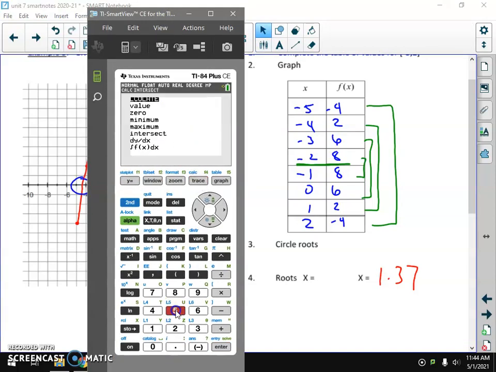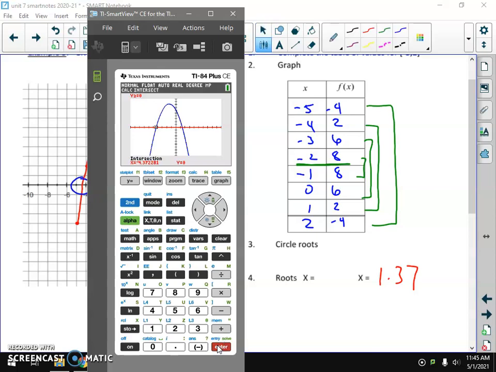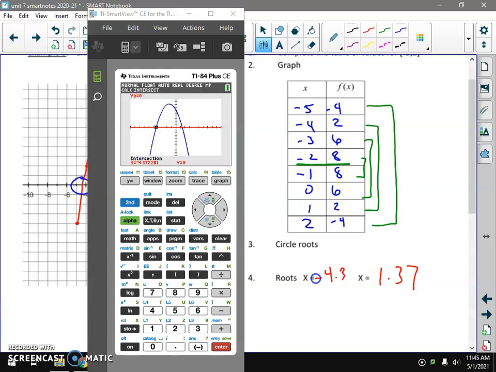Let's find the negative one. Second trace 5 for intersect. We're going to move our spider to the left side this time. That's the thing that takes the most time. Right there. Enter, enter, and enter. -4.37. I don't know if you noticed, but sometimes, actually a lot of times, the decimal parts are the exact same, just the numbers are different. They aren't always, but they are a lot of times.